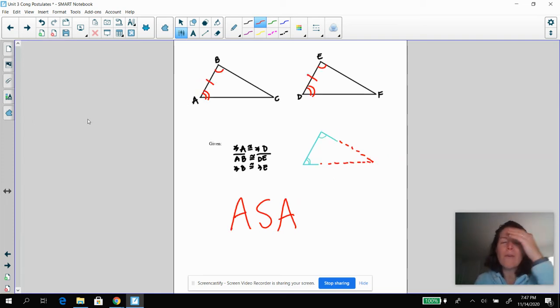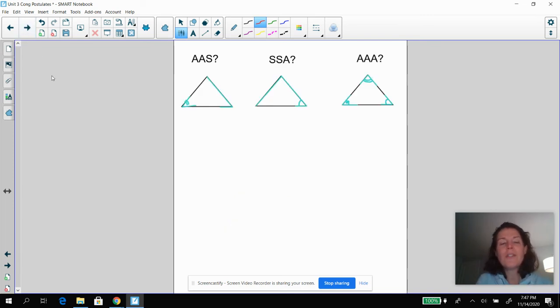Now you might be thinking to yourself, wait a second, there are other combinations here of corresponding parts that we haven't talked about. So let's talk about them. So here's the first one. What about an angle, angle, side situation? I know that I've got corresponding angles and another pair of corresponding angles and then that side. So this would be a situation where it's not the included side.